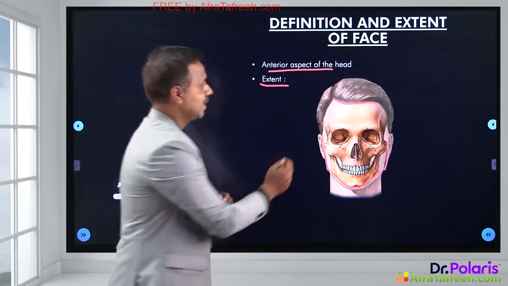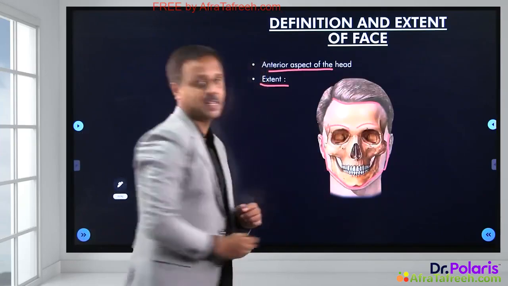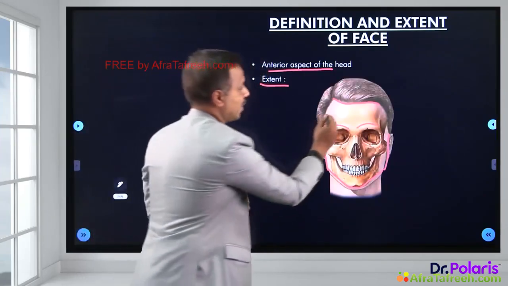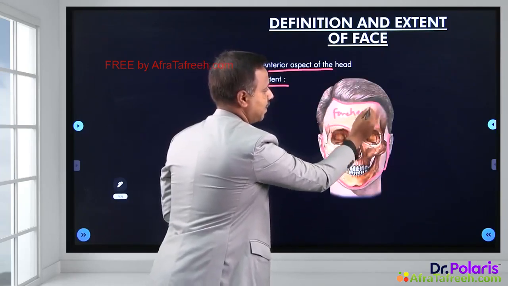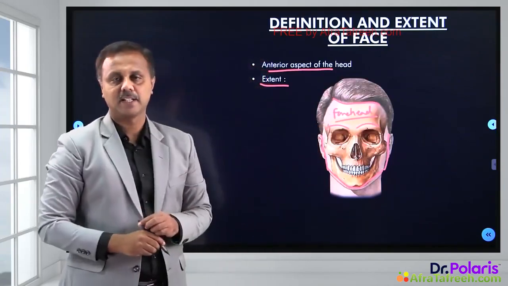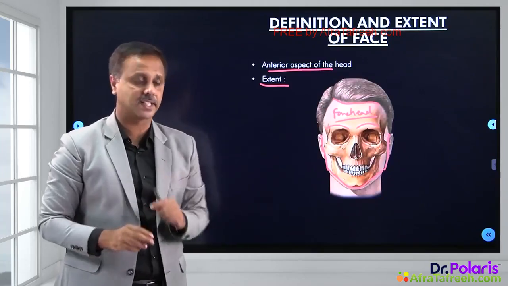Now remember, when we discussed scalp, we said the scalp begins from the supraorbital margins. So the forehead actually forms part of both scalp as well as the face. That part is common to both scalp and face. This is regarding the extent.